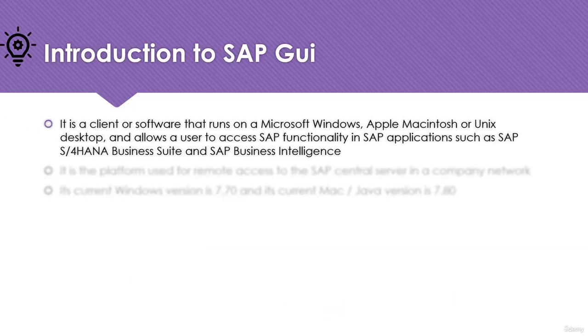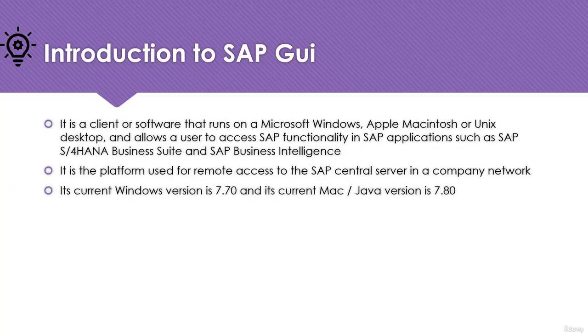It is a client or software that runs on a Microsoft Windows, Apple Macintosh or Unix desktop and allows a user to access SAP functionality in SAP applications such as SAP S/4HANA Business Suite and SAP Business Intelligence. It is the platform used for remote access to the SAP Central Server in a company network. Its current Windows version is 7.70 and its current Mac or Java version is 7.80.